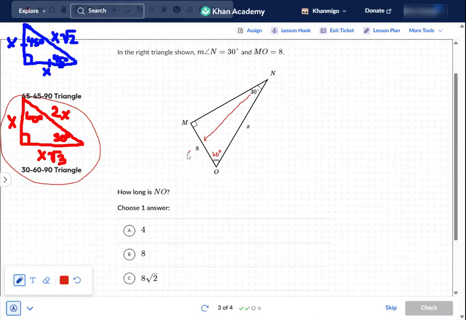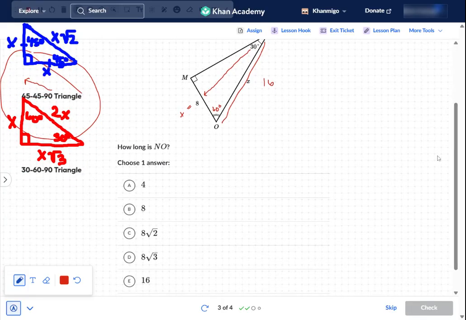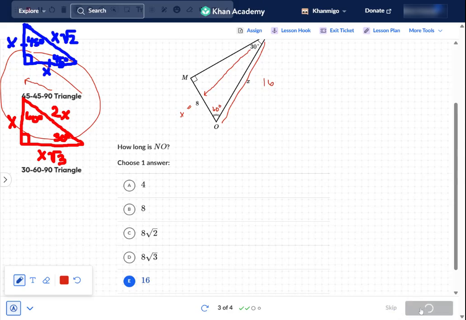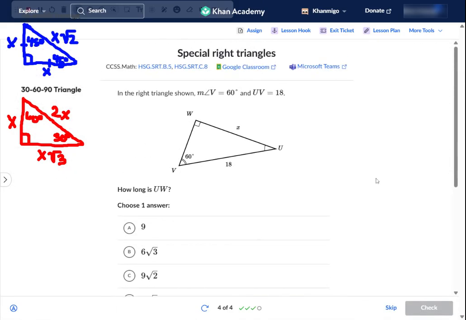So they tell us this is x, right? The side length directly across from 30. We're trying to find the hypotenuse, which is 2 times that. 2 times 8 is going to be 16. Sorry, I'm going through this one a little quick because I wanted to find a little more challenging problem. Let's see if the next one's a little bit more challenging.